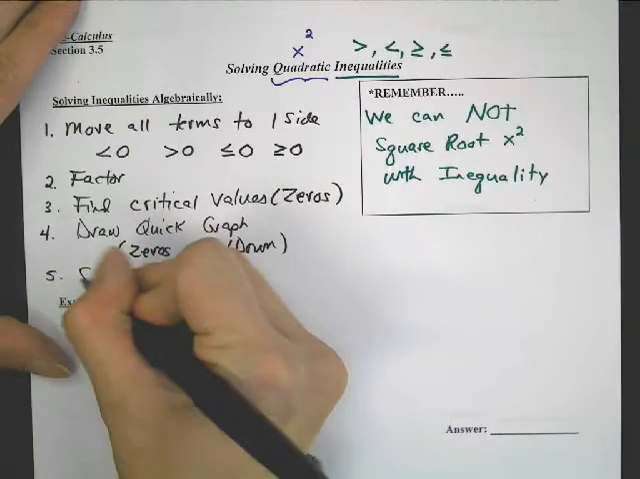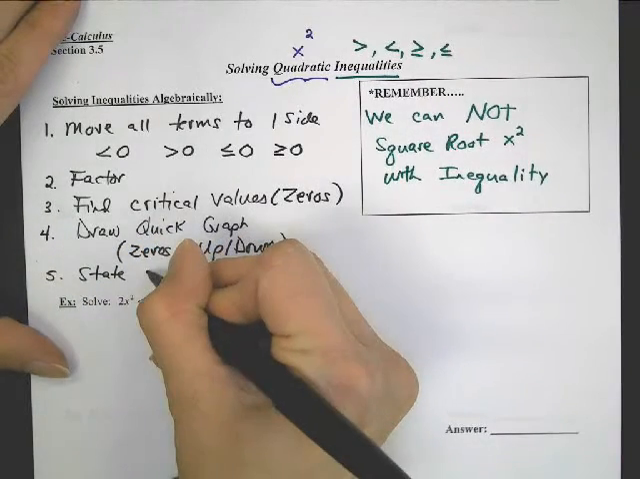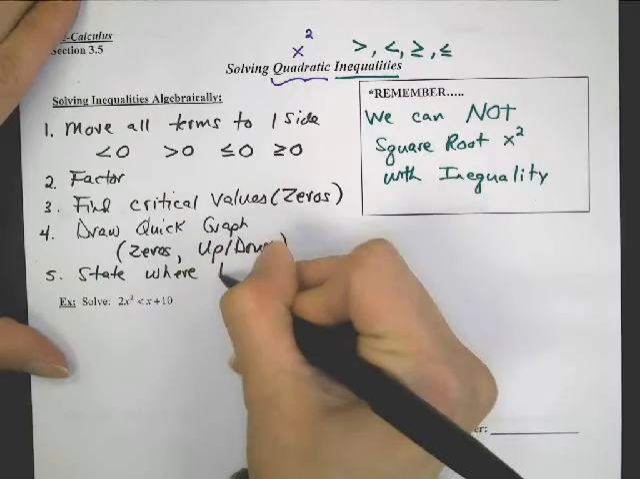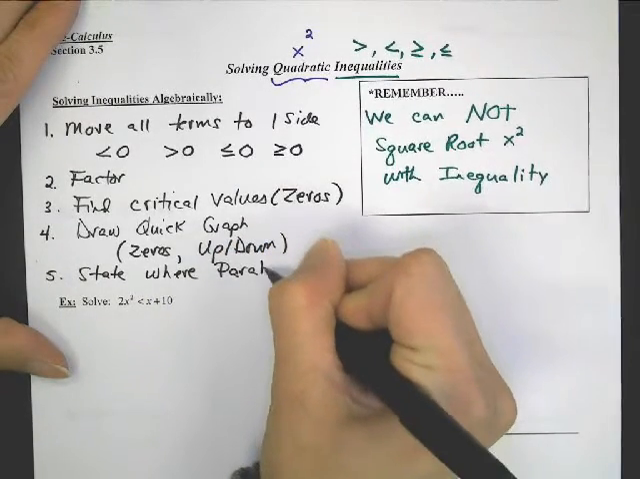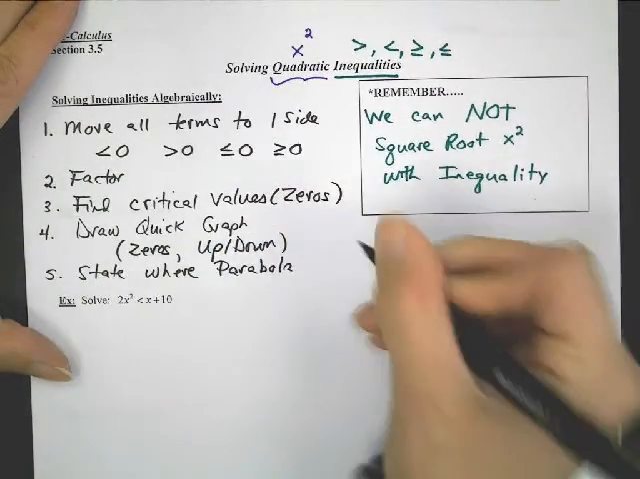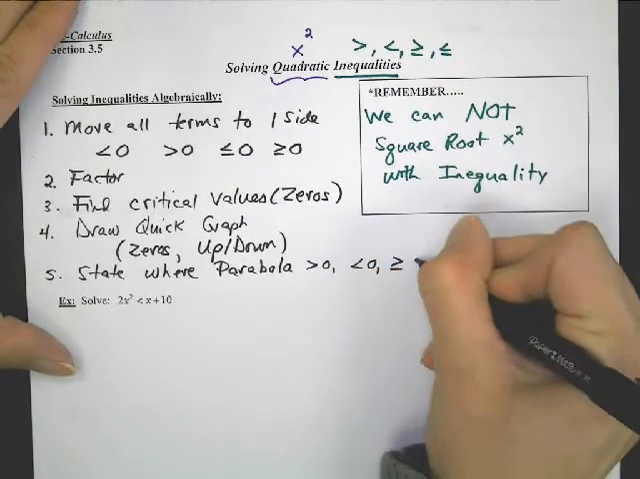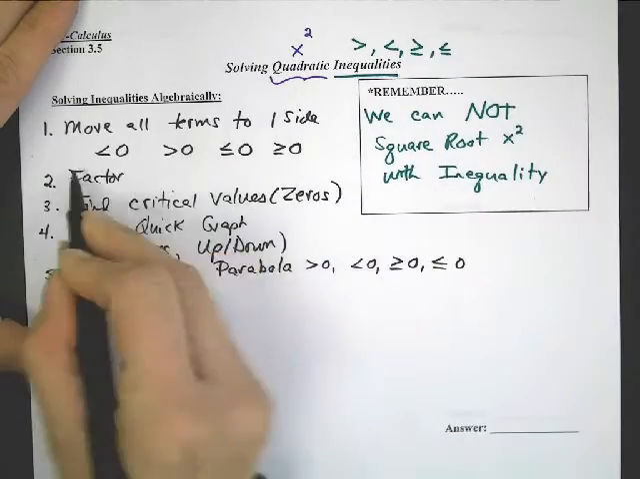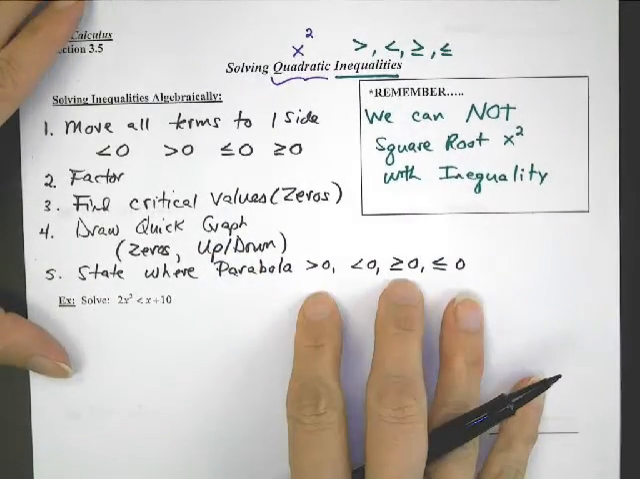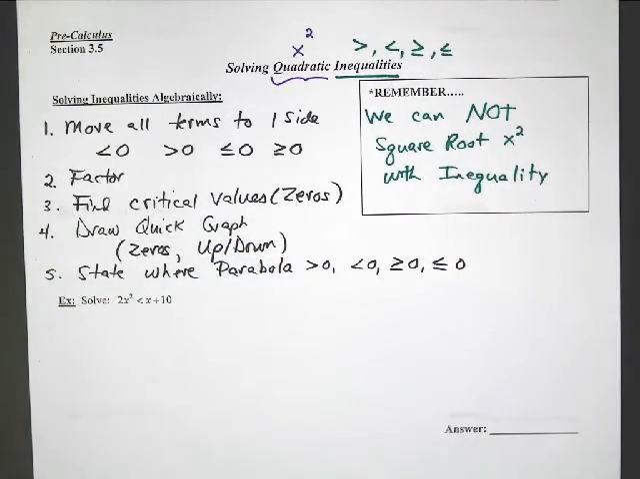And 5, you're going to state where that parabola is, depending on the question: greater than 0, less than 0, greater than or equal to 0. So depending on the original problem, you're going to say where the parabola is, what you wanted. Okay, here's some examples.